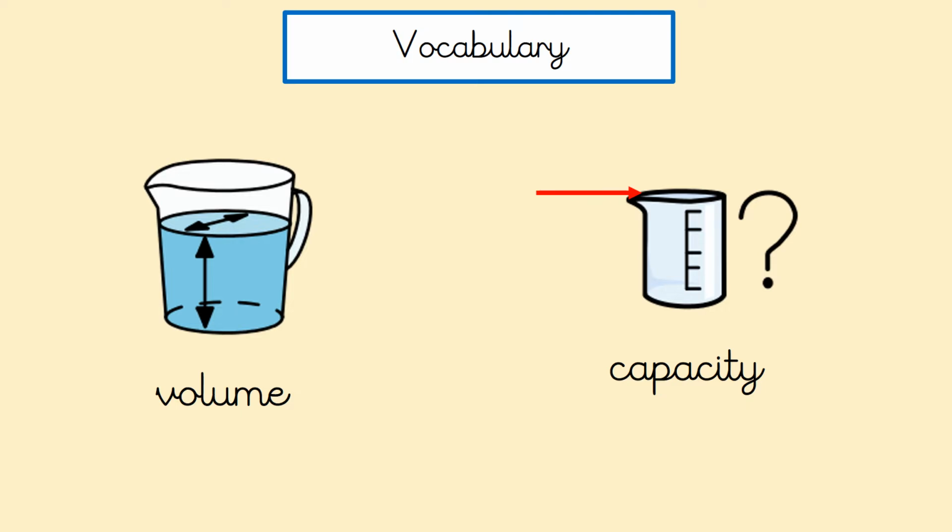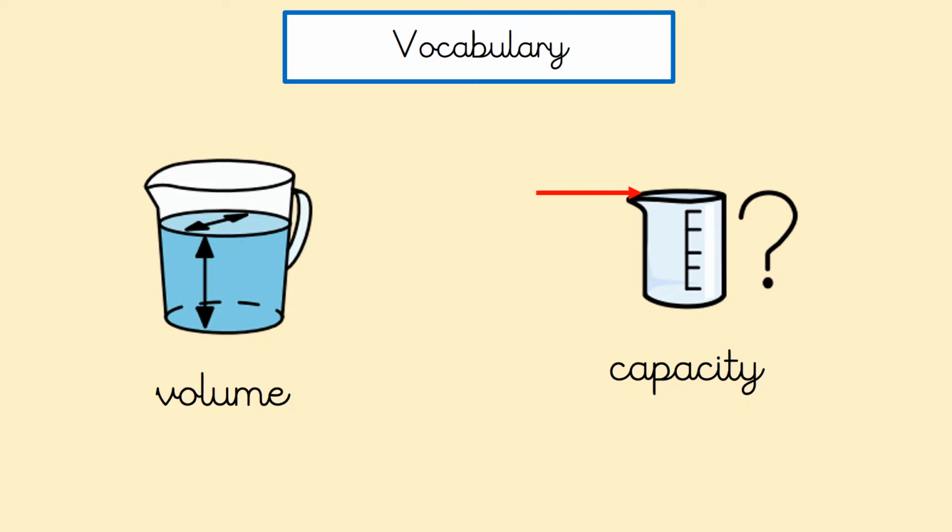So when we talk about the volume of liquid, like we're going to be doing in this unit, we're asking how much liquid is there? How much water is in the jug? How much milk is in your cup? How much paint is left in the bottle? All of these are examples of volume, how much liquid there is.